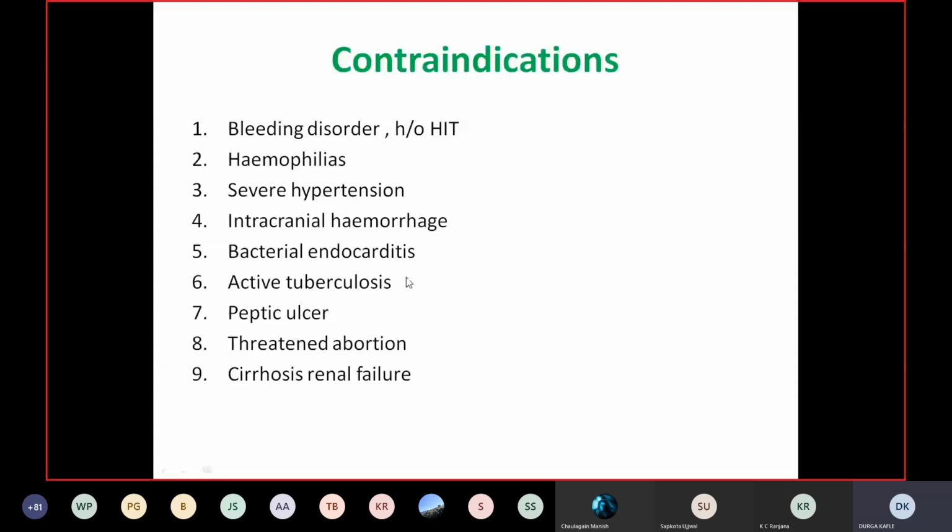Active tuberculosis, because there may be a chance of flaring of the disease due to the decrease in platelet counts. Peptic ulcer patients, because it is a strongly acidic drug that may aggravate the peptic ulcer condition. In case of threatened abortion, you should also not use the drug. Cirrhosis and renal failure, because this drug is metabolized in the liver and excreted in the urine. So in patients with liver disease or any kidney disease, you should avoid this drug. Otherwise, there may be severe complications due to toxicity from the accumulation of the drug.